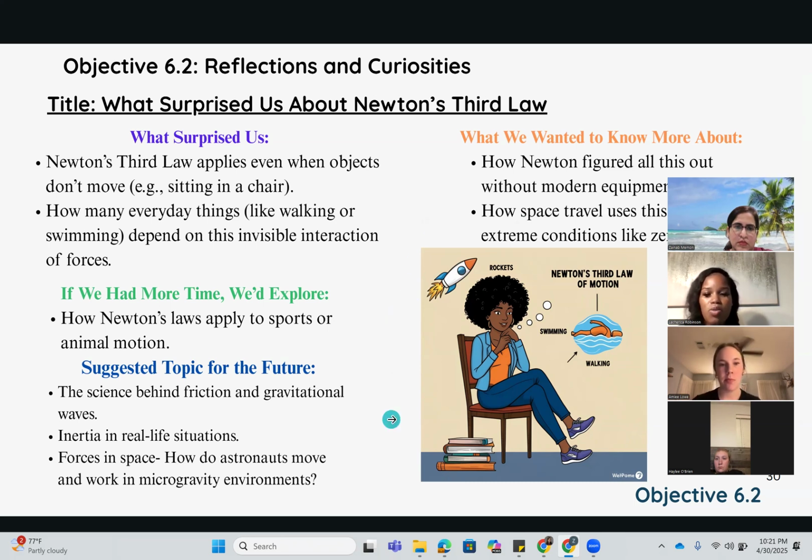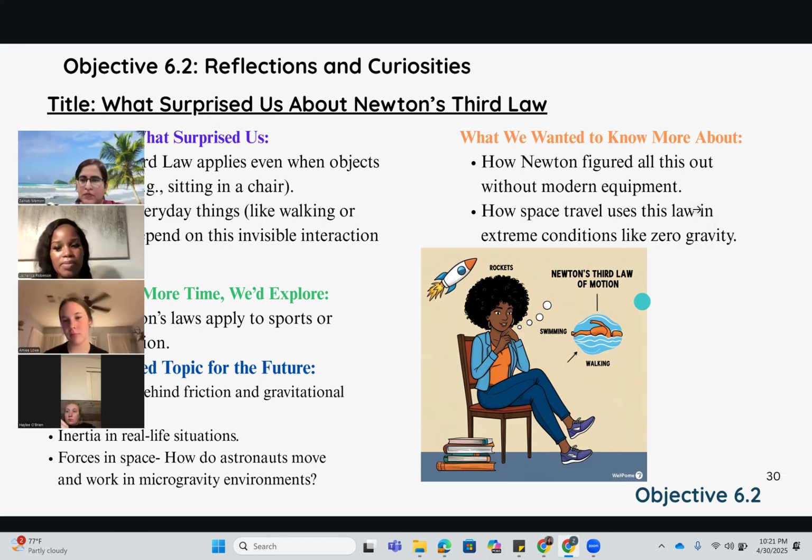If we had more time, we'd explore how Newton's laws apply to sports or animal motion. Some suggested topics for the future would be the science behind friction and gravitational waves, inertia in real life situations, and forces in space: how do astronauts move and work in microgravity environments. What we wanted to know more about would be how Newton figured all this out without modern equipment, and how space travelers use this law in extreme conditions like zero gravity.